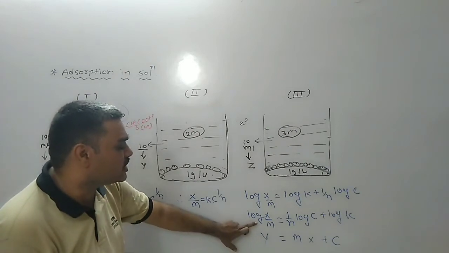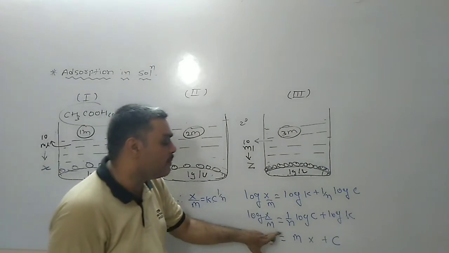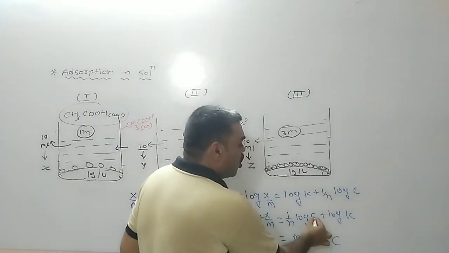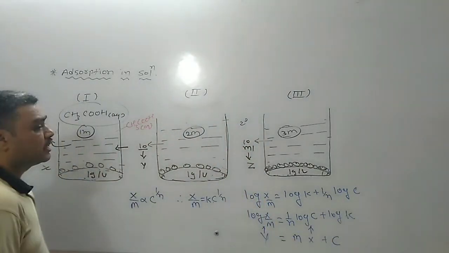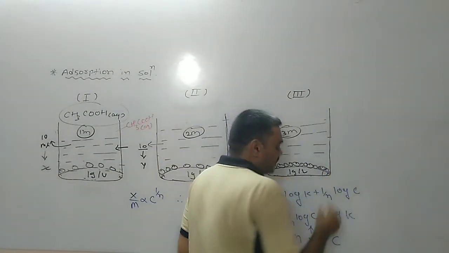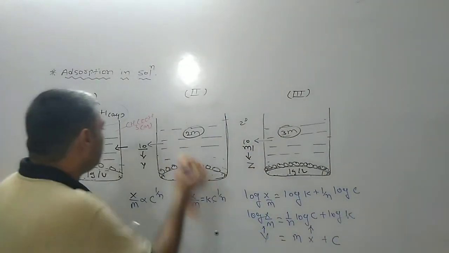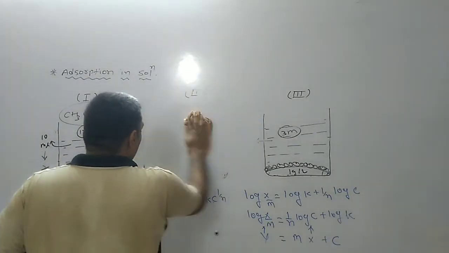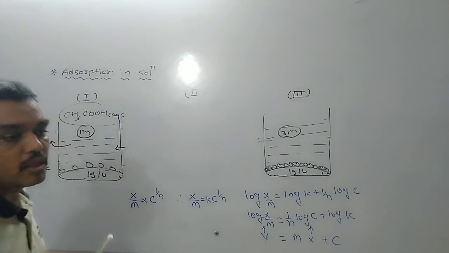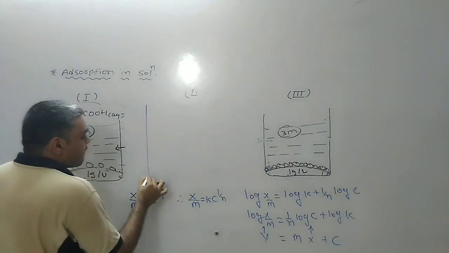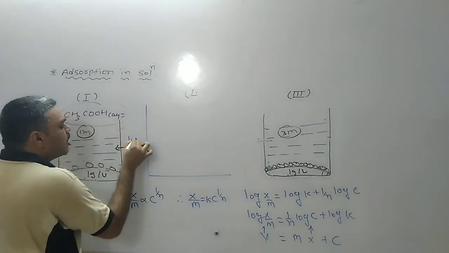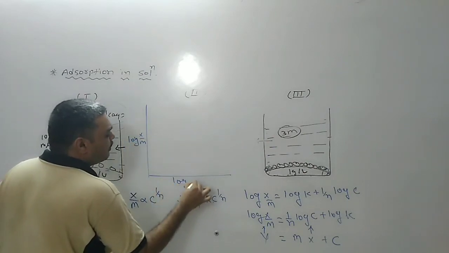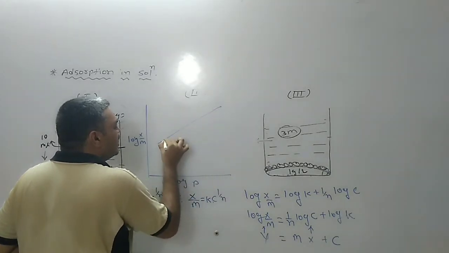Here on the y-axis you will take log x by m, and on the x-axis you will take log p. Then you plot a graph. You can understand it with the things we will draw here. Here you take log x by m, and here log p, it should be a straight line.